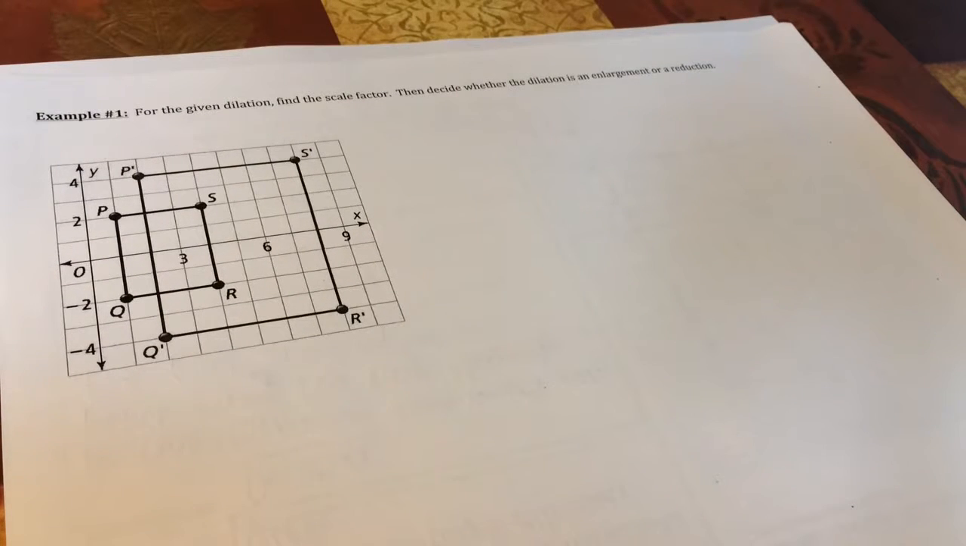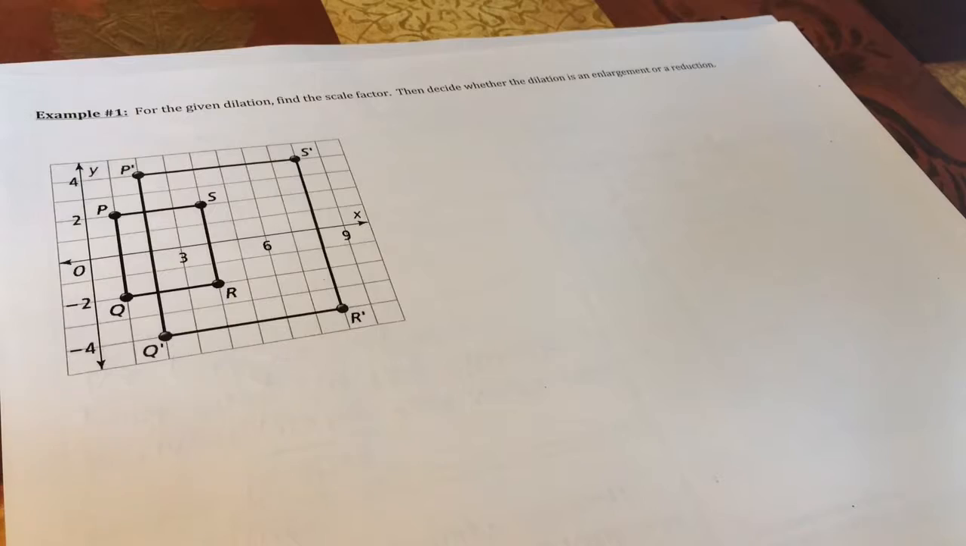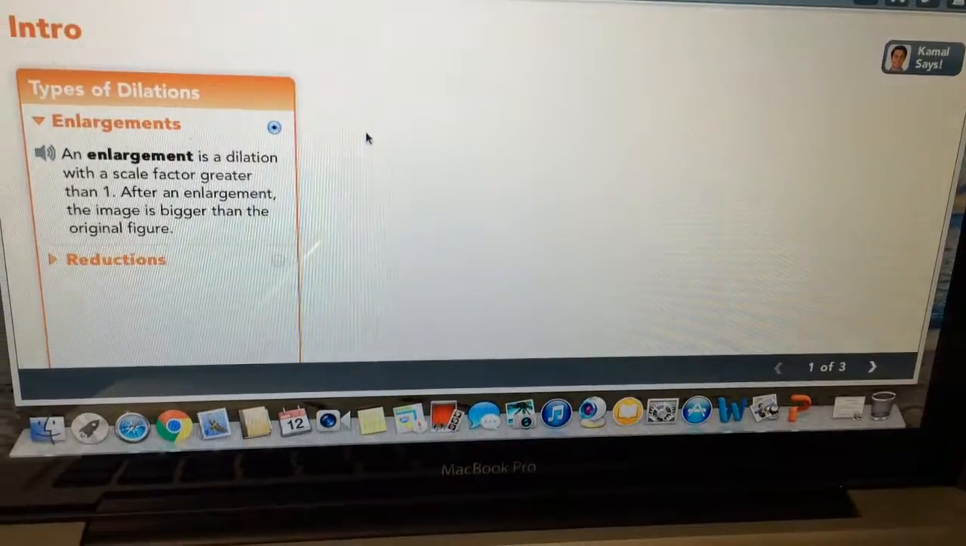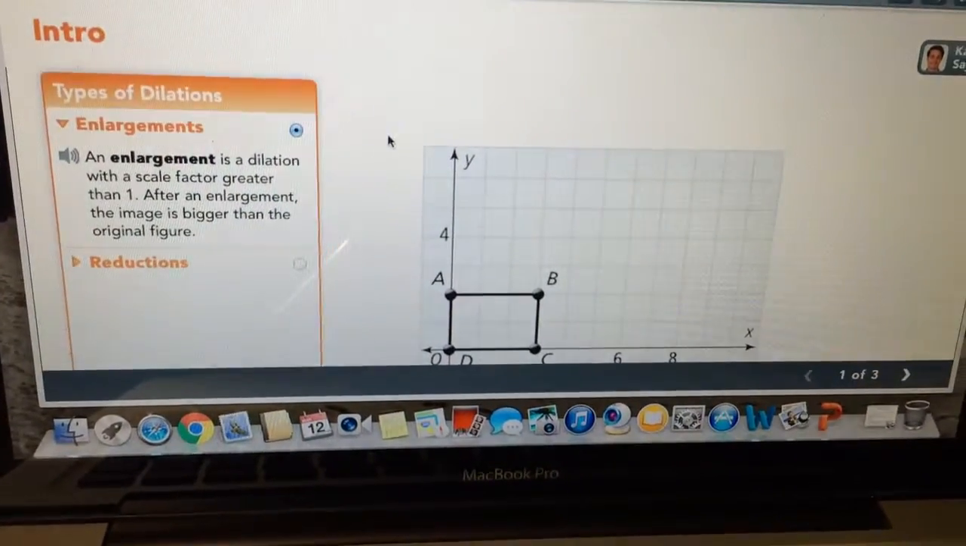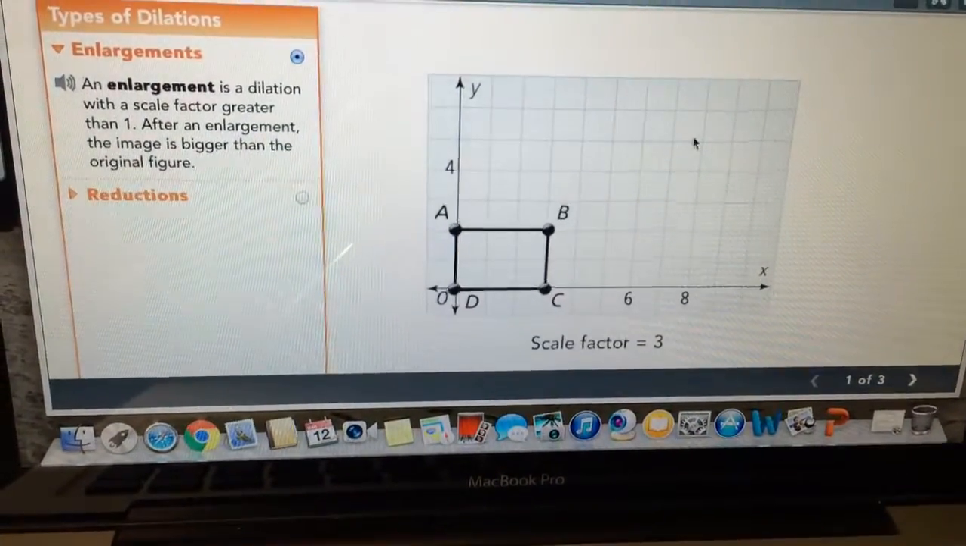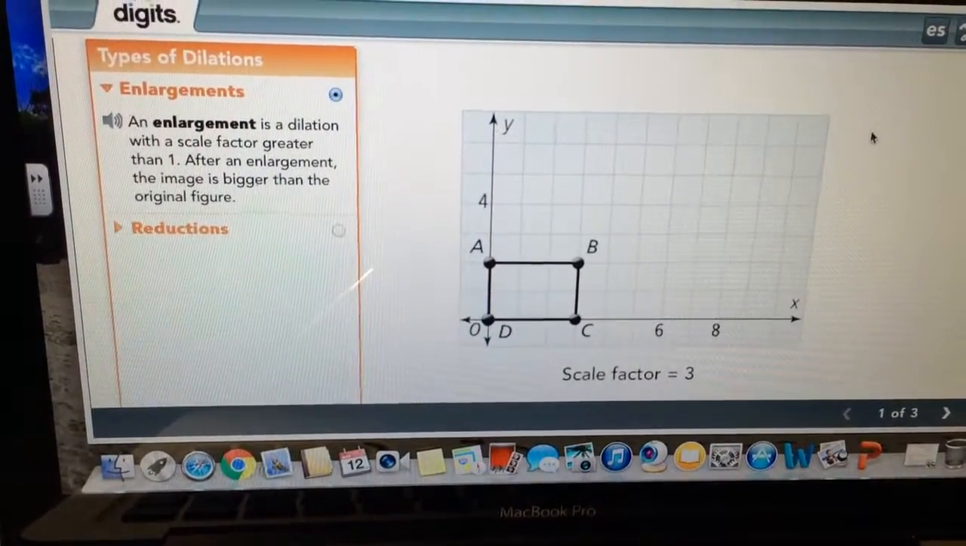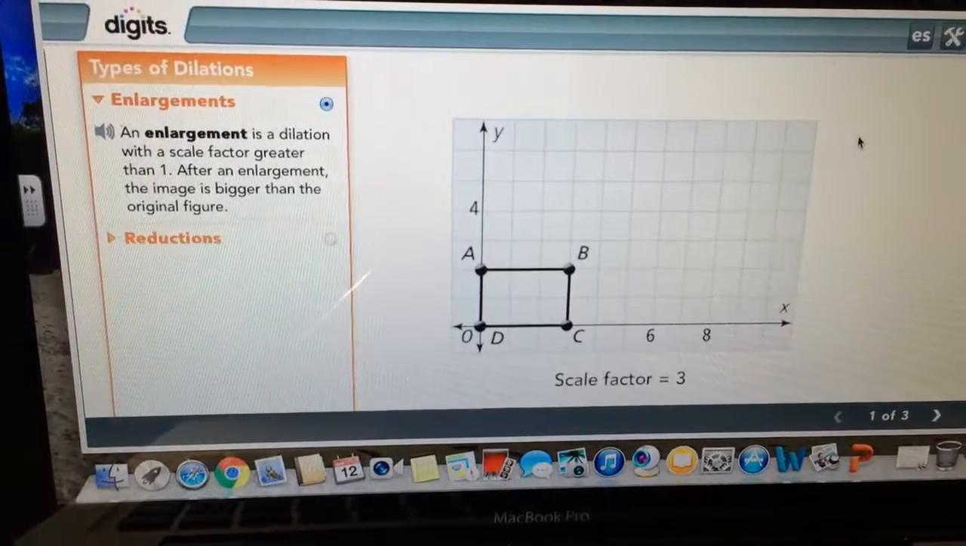Okay, so we have to figure out, what is an enlargement and what is a reduction? And we know that a dilation makes a figure either bigger or smaller. So looking over here, let's see what Digits has to say about enlargements and reductions. Suppose you have rectangle ABCD. You want to enlarge it using scale factor 3 with center of dilation at the origin.